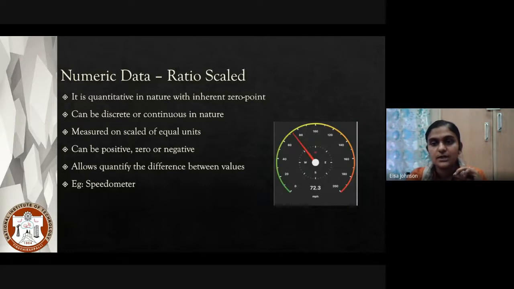That means you can give a certain ratio. It is quantitative in nature with an inherent 0 point. It can be discrete or continuous and is measured on a scale of equal units, and can be positive or zero. An example is a speedometer. When your vehicle is at a standstill, you get 0 kmph. When you have increased your speed to 60, you can say that your speed has increased 60 times compared to what you had earlier. So here some ratio is present. So this is ratio scale numeric data.